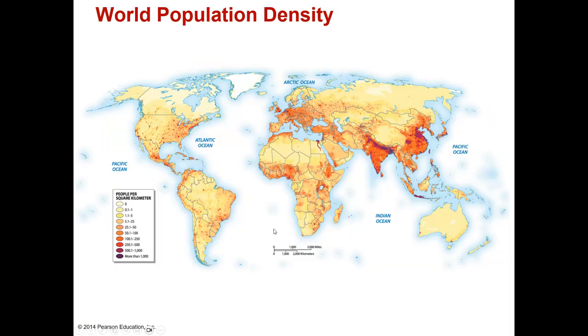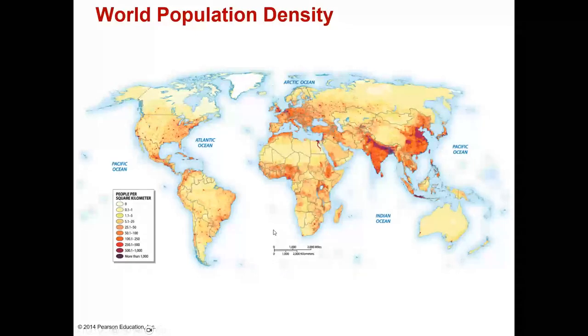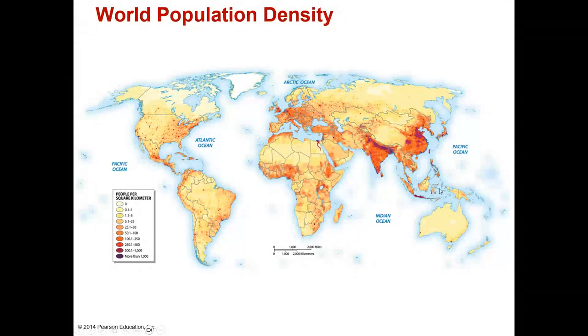So here's a picture of world population density. And you can see here it's not evenly distributed. About half of the world's population lives in China, Japan, Indonesia, and India, this little area here. Let me see if I can circle that.